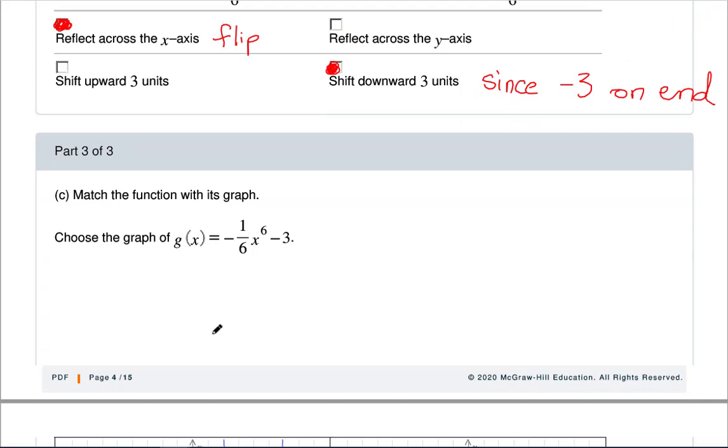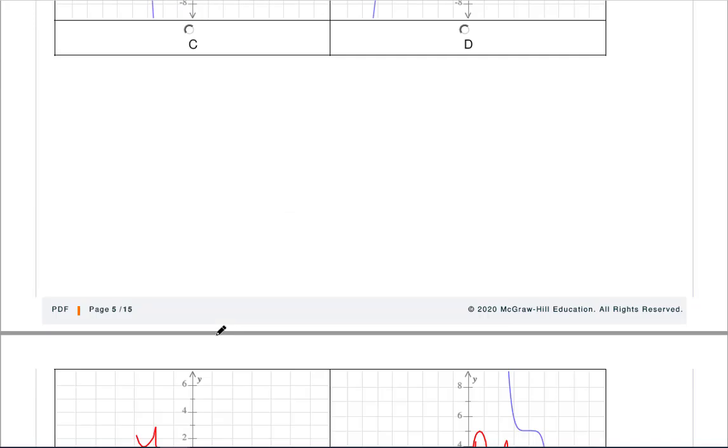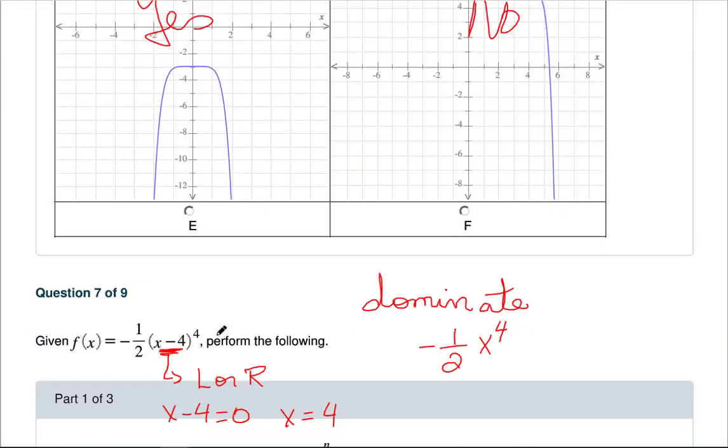C just says match the graph. We already took care of that, so not sure why they asked it again.